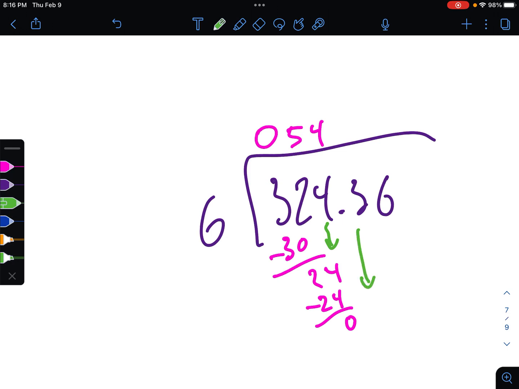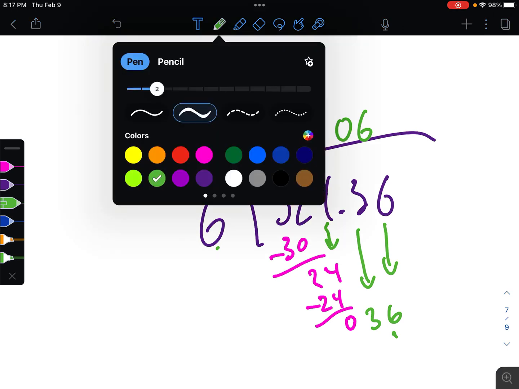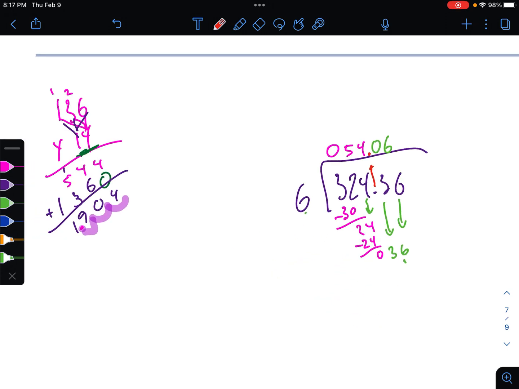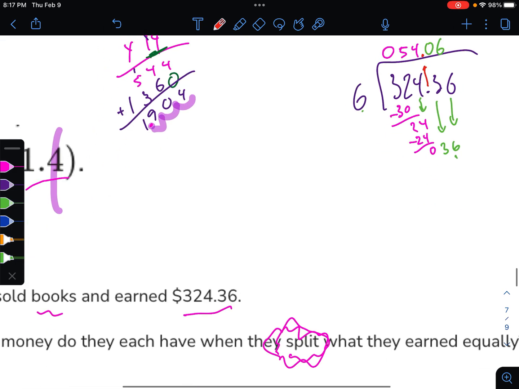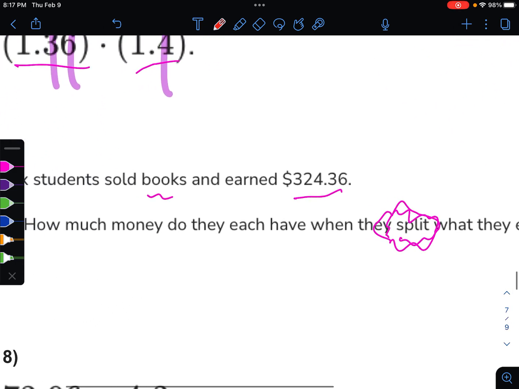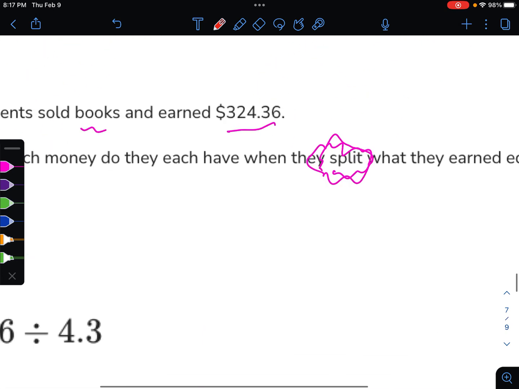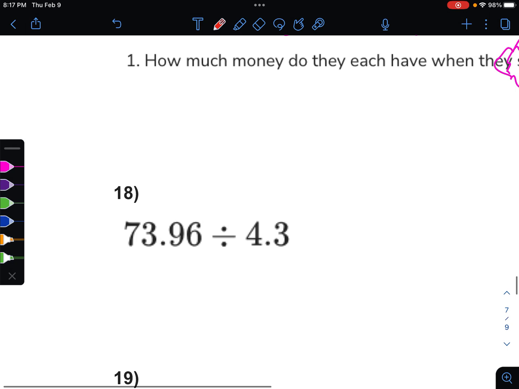We have more digits, so I need to keep going, right? 6 goes into 3 0 times. Drop the 6 down. 6 goes into 36 exactly 6 times. All right, got to deal with that decimal. I just need to slide it up into my answer right here. And there it is, 54.06. Totally true. Did I answer the question? Is it reasonable? 6 people sharing $300? Yeah, $54. Very reasonable. Nice.